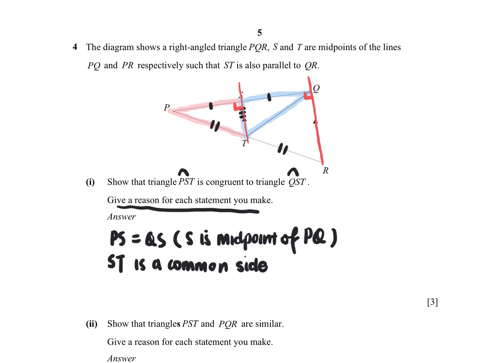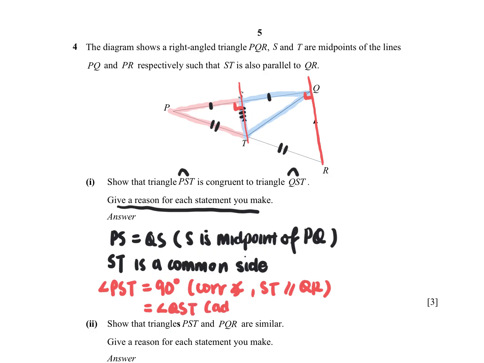Oh, but even if I have that 90, it's important. So I can say PST is 90 degree because of corresponding angles, ST parallel to QR. So knowing that PST is 90, I can say it is actually equal to QST because of adjacent angle on a straight line. Yes. What if you forget to explain?